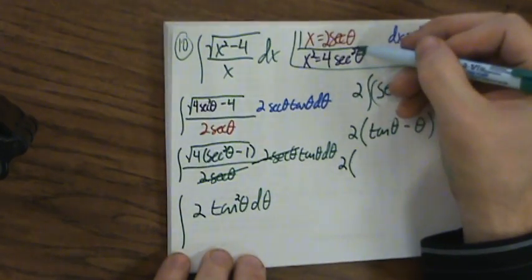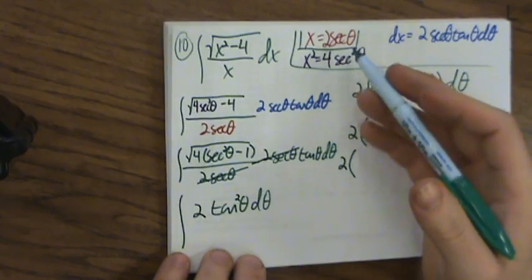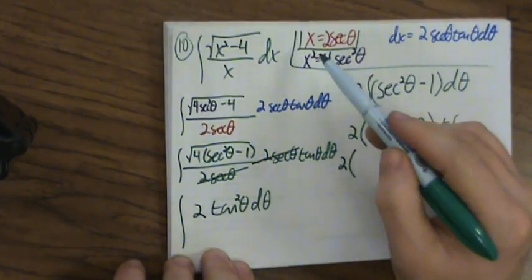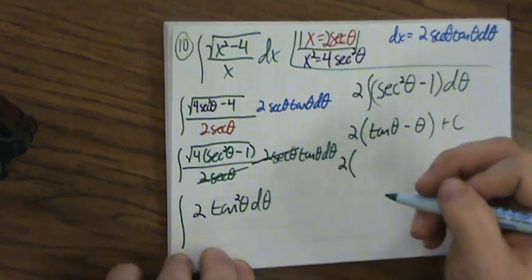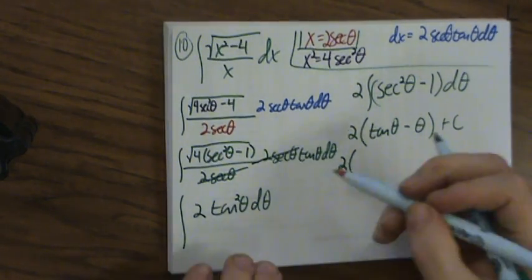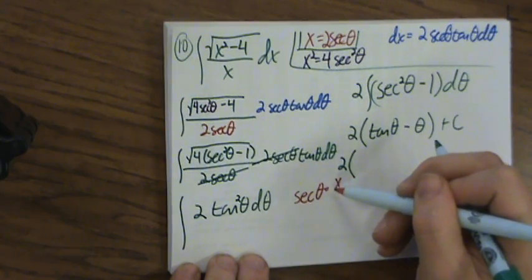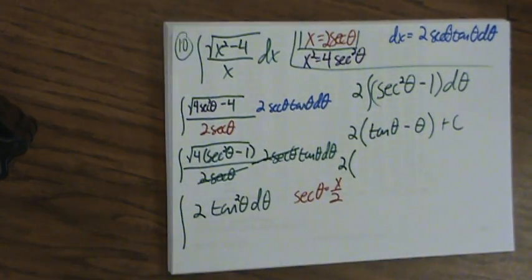So in order to find out what the tangent of theta is, let's use this. This is the most basic piece of information we have about the relationship between x and theta. So if x is equal to 2 secant theta, then secant theta is equal to x over 2.